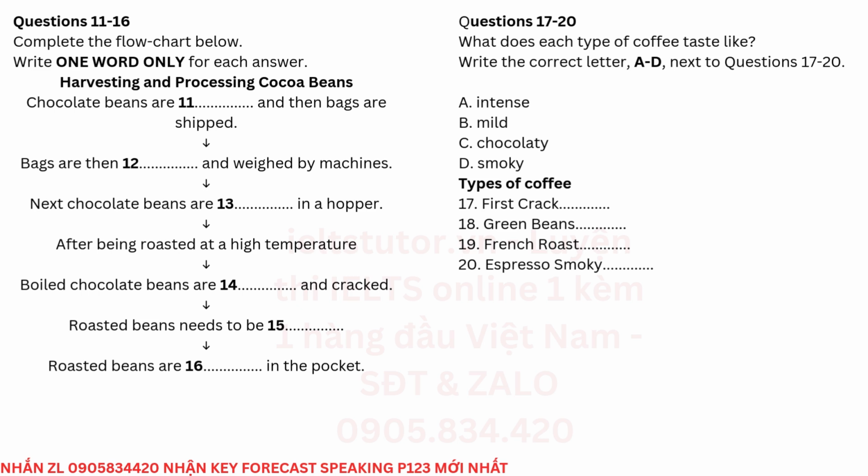Now, the first crack is lighter bodied and has a higher acidity level with no obvious roast flavor and is popular for its special mild taste. This level of roast is ideal for tasting the full original character of the coffee. The green beans are raw, unroasted coffee beans. They are strictly hard beans with a smoky flavor and are slightly acidic.